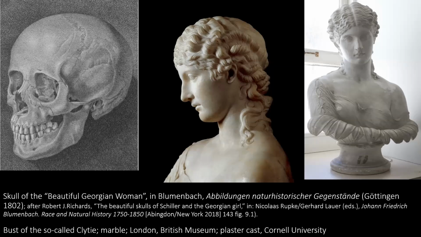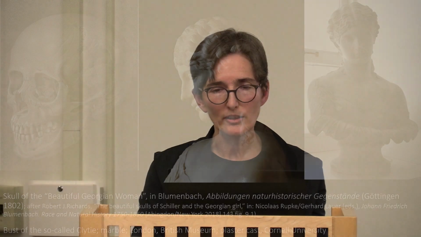The same thing with the beauty of the Europeans. In this case, it's the skull scholar Blumenbach in Göttingen, who had this wonderful, beautiful skull of a woman from Georgia, the Caucasian race. And in order to make people understand how beautiful this one must have been, he recurred to a cast of this so-called Clytie that you see here in this picture.